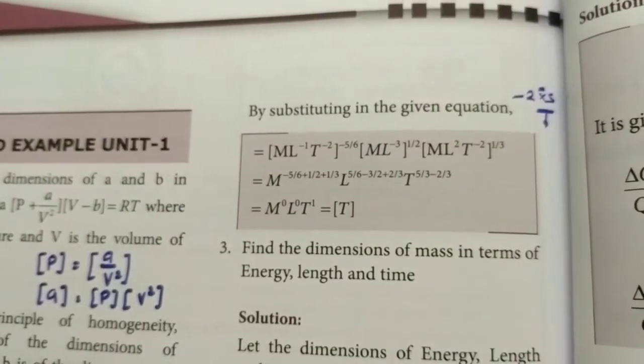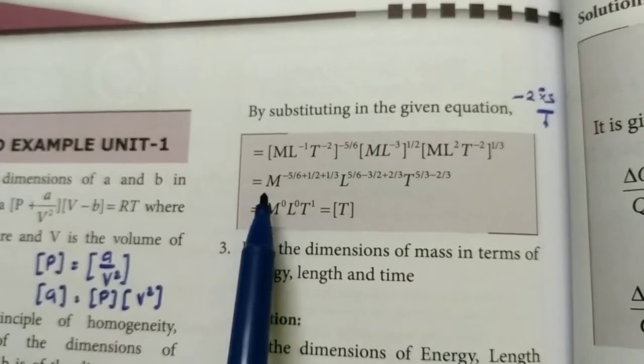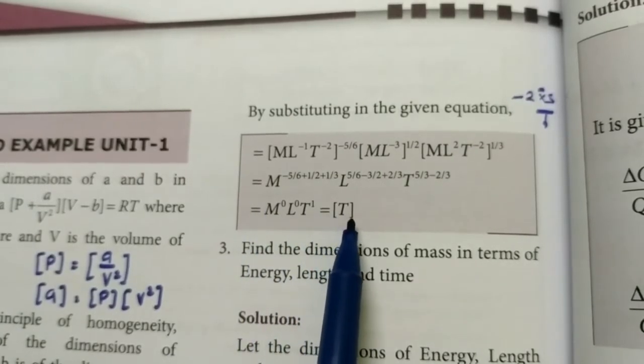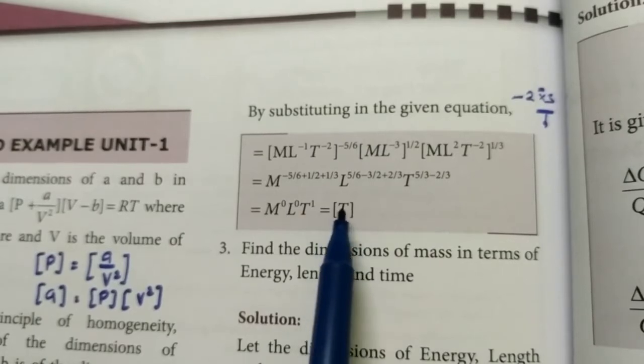Okay, so now see. So M power 0, L power 0, T power 1, which is equal to the dimension of time. Okay, T. Okay.